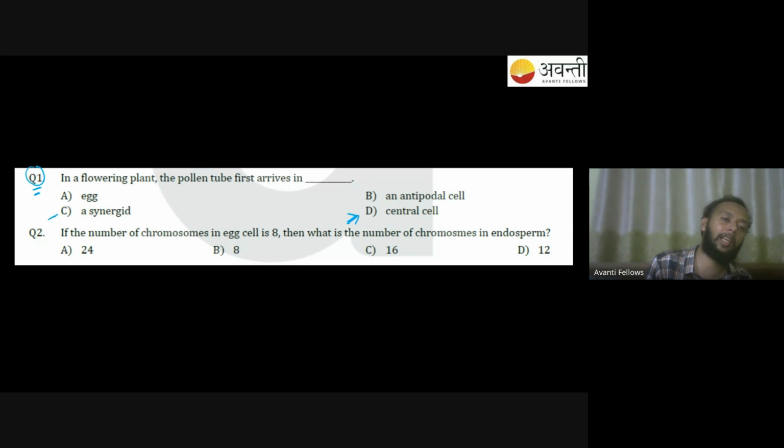पोलन ट्यूब सबसे पहले आके कांटेक्ट में आता है आपके सिनर्जिड सेल के, एंड देन द सिनर्जिड सेल आर गोइंग टू डाई ओवर देयर, राइट. सो सेंट्रल सेल आप नहीं बोलोगे. द पोलन ट्यूब अराइव्स इन द सिनर्जिड सेल के अंदर. सो दैट इज ऑप्शन सी बिकम्स माय करेक्ट आंसर, राइट.